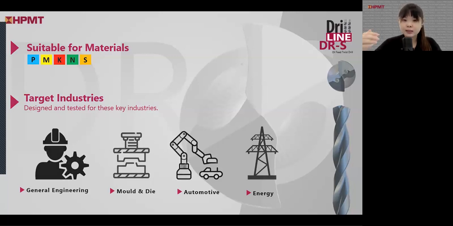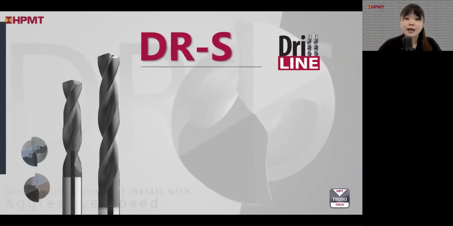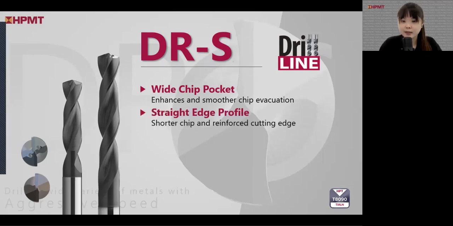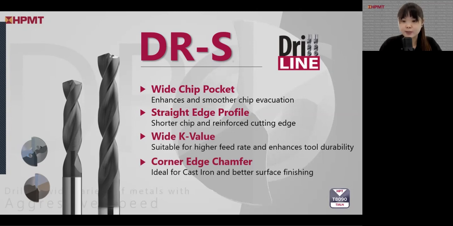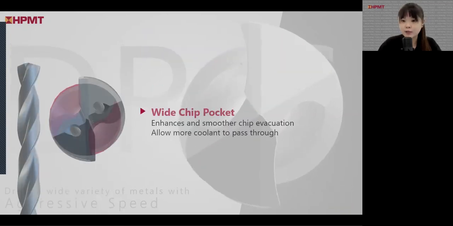What are the features that give our DRS those capabilities? Our DRS actually comes with plenty of features, but the 4 key ones here are wide chip pockets, straight edge profile, wide K value, and corner edge chamfer. Let's move on to look in more detail at how these key features work.